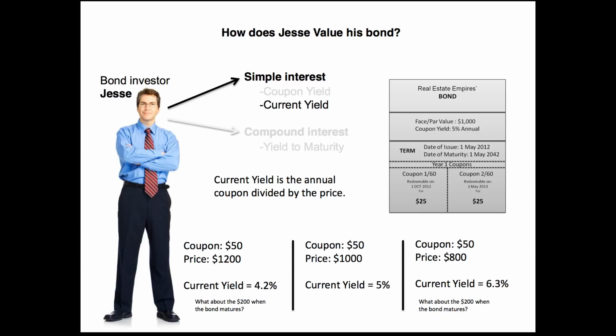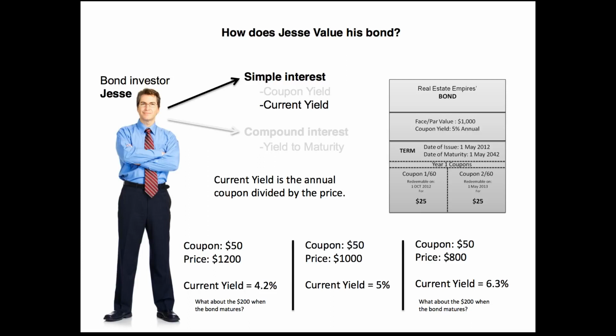The current yield is taking that coupon, which in the first scenario here is going to be $50, and we're going to divide it by the price, and we're just going to say that the price that he's going to pay for it is $1,200. So when you do that, you get a current yield of 4.2%, just 50 divided by 1,200.